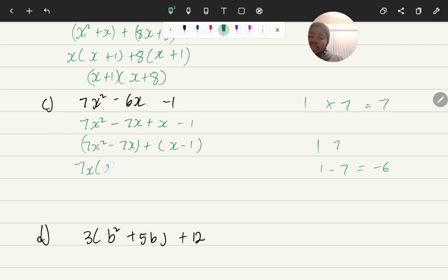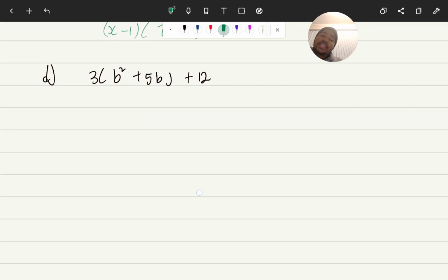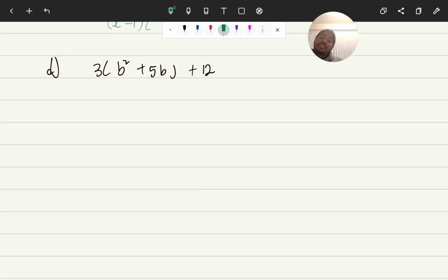Common factor, x, common factor, 7 plus 1, and then you are done, just like that. It seems very simple, right? That is because it is very simple. So we have another one here.